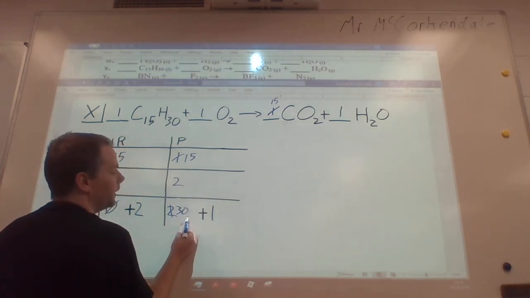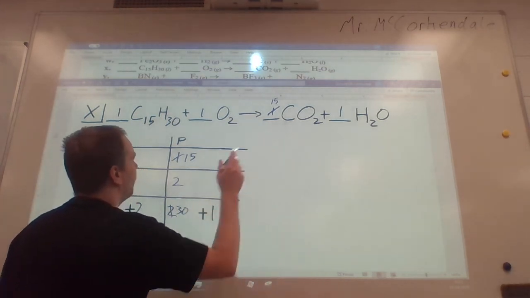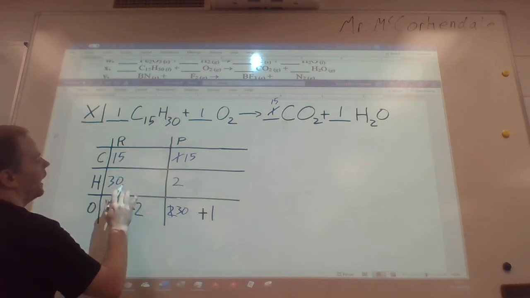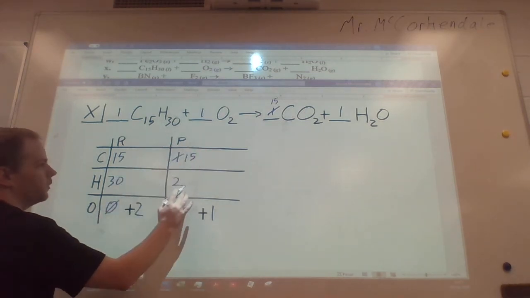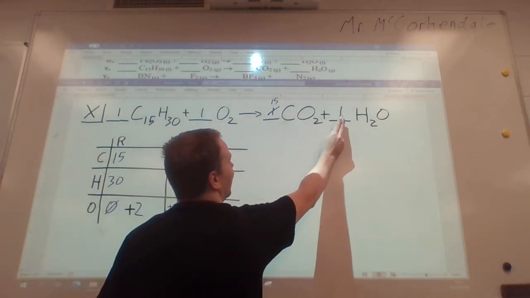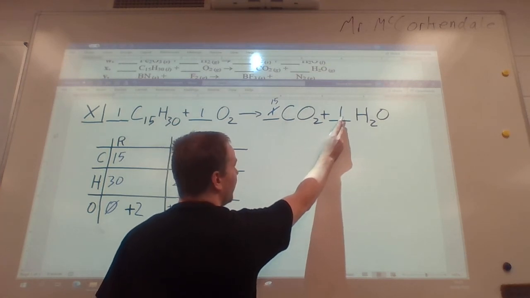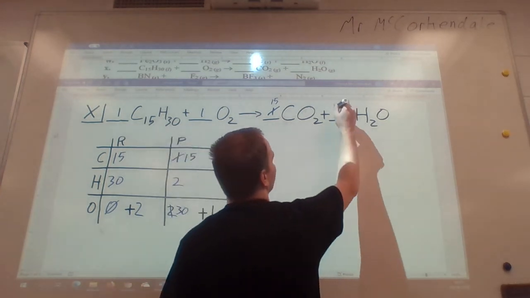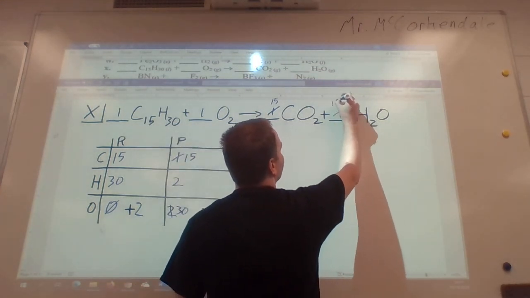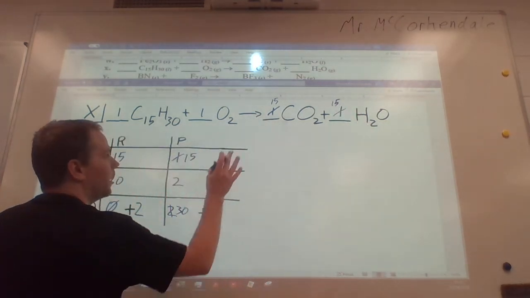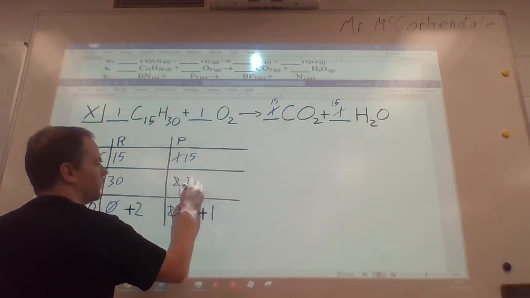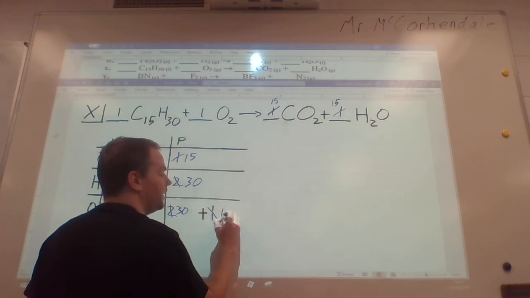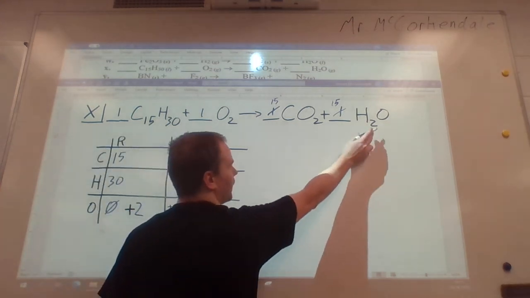So we have 30 oxygens plus the 1 from the water. Next, for hydrogen, we have 30 hydrogens, but only 2 on the other side. So whatever we put here, we have to divide by 2. If we have to divide it by 2, 30 divided by 2 is 15. So this is going to be another 15. By putting a 15 there, that gives us 30 hydrogens, but it also gives us 15 oxygens in the second compound.